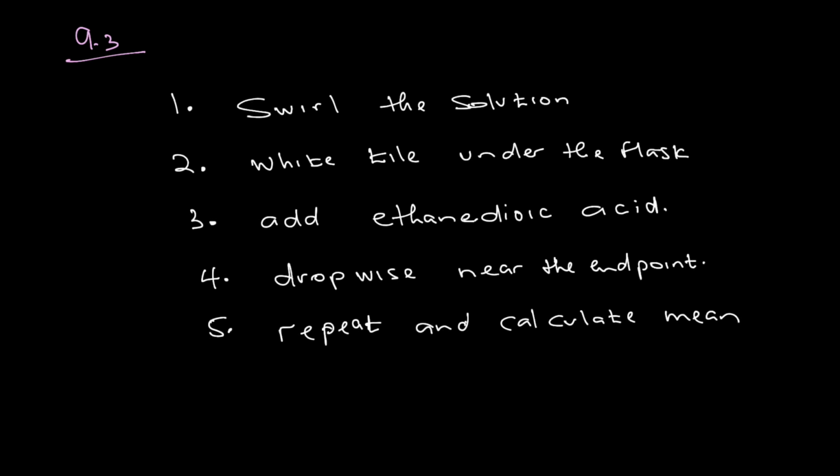And this can be improved by 1. Swirl the solution properly so that it mixes during the titration. 2. White tile under the flask so you can see any change in color. 3. Add ethane dioic acid dropwise near the end point so that you don't overshoot. 5. Repeat and calculate mean.